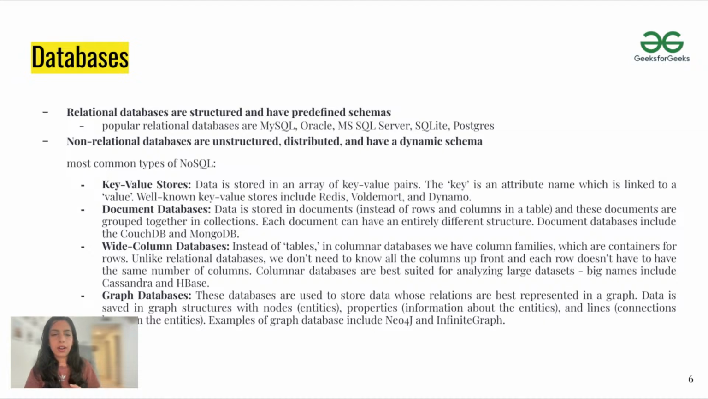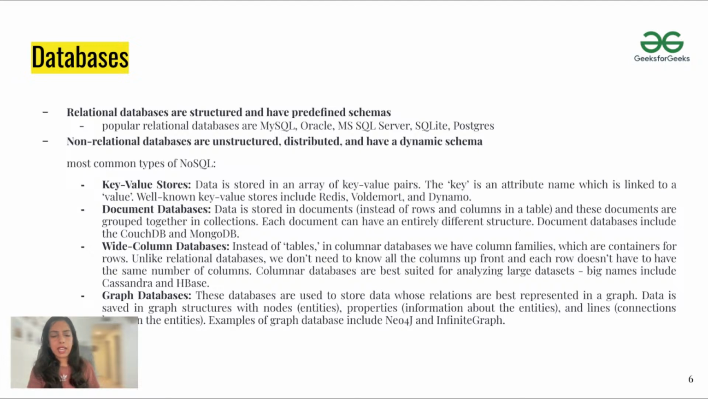The next one is wide column databases. It is similar to relational, given that the data is stored in a columnar fashion, but these columns are not predefined like the relational, so it can keep growing. You can keep adding as many columns as possible. Like it says here, we don't need to know all the columns up front, and each row doesn't have to have the same number of columns. So it is best suited for large data sets, and some of the examples are Cassandra and HBase.